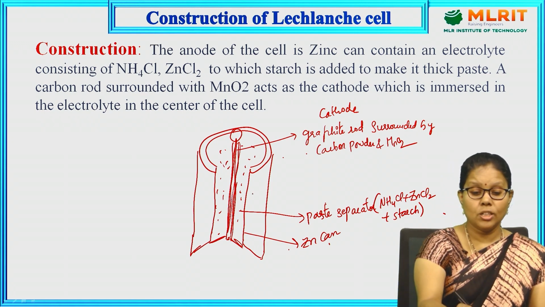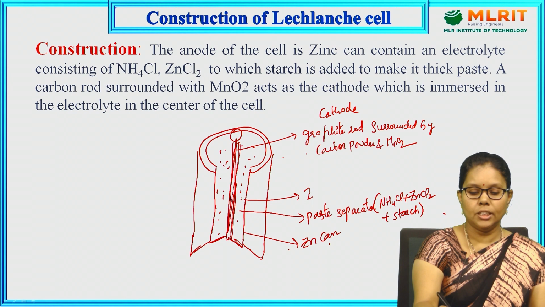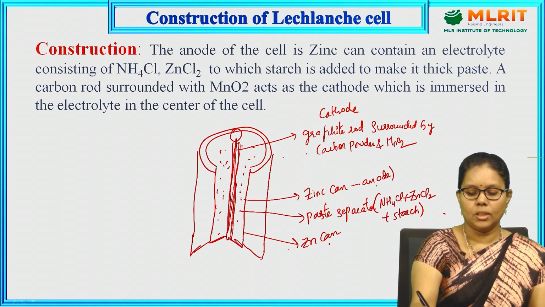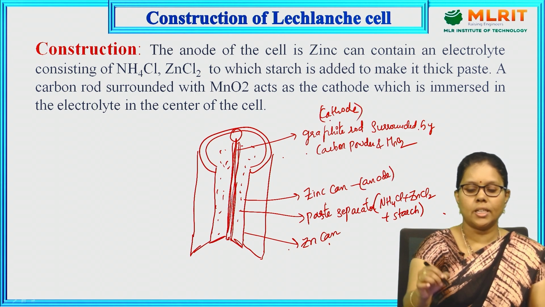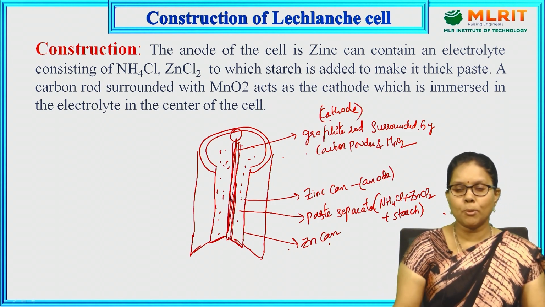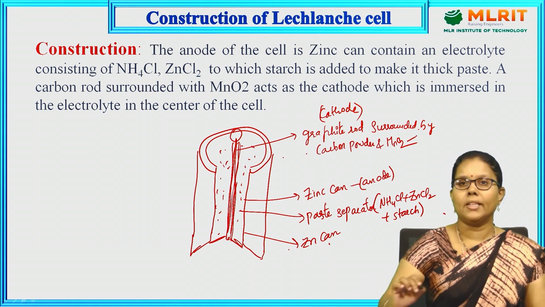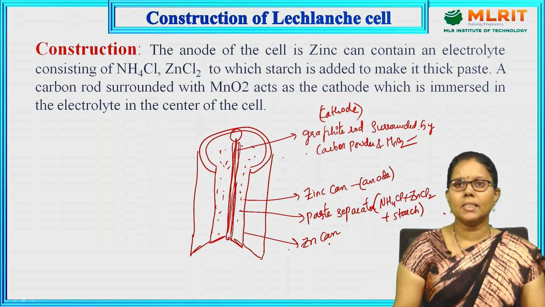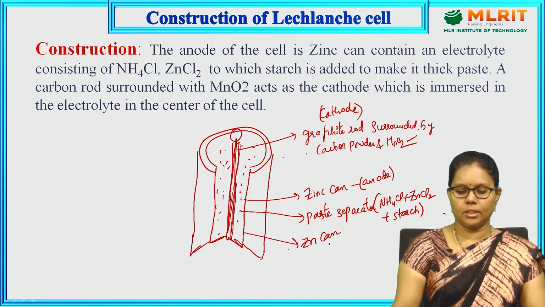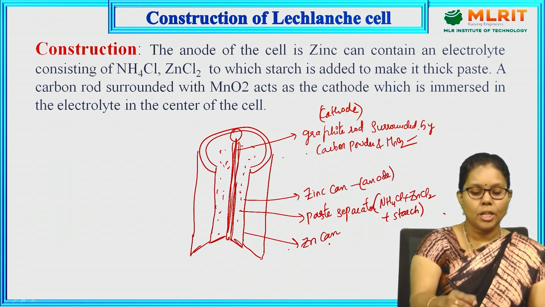Here the anode is the zinc can. The zinc can acts as anode. The graphite rod at the center is a support for manganese dioxide. Here the manganese dioxide is the cathodic material.